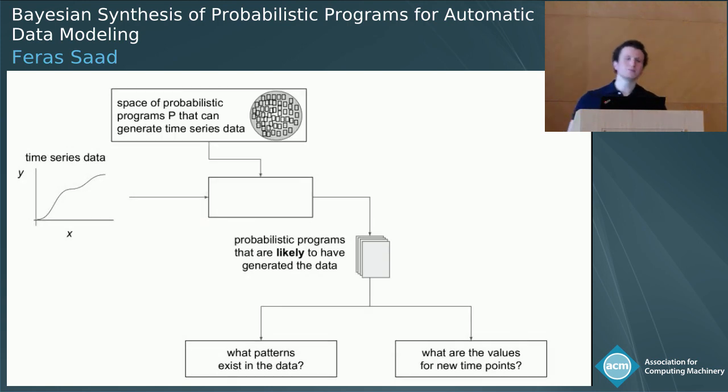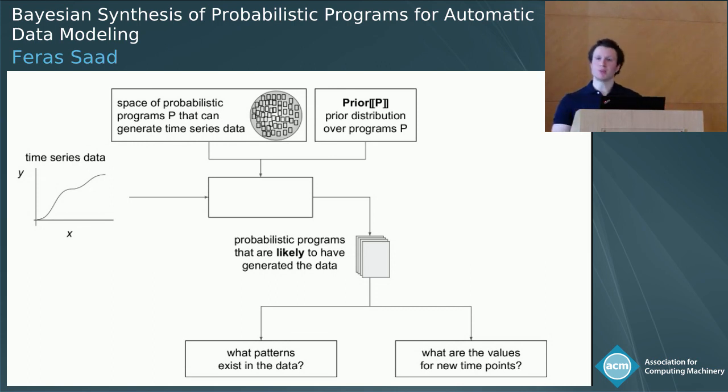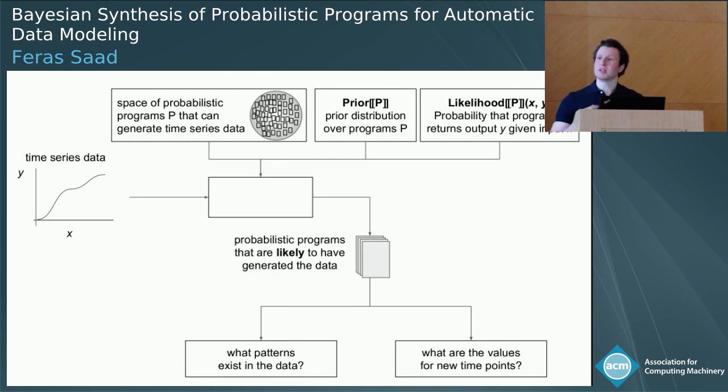Here's how it works. We start off with a large space of probabilistic programs that can generate time series data. These programs collectively represent all possible time series data which we could potentially see. We endow this space with a prior probability distribution, which is itself a probabilistic program that tells us how to randomly sample from this space. The third component is having the ability to specify for any program what's the probability that it generates data on the y-axis given the input or time values on the x-axis.